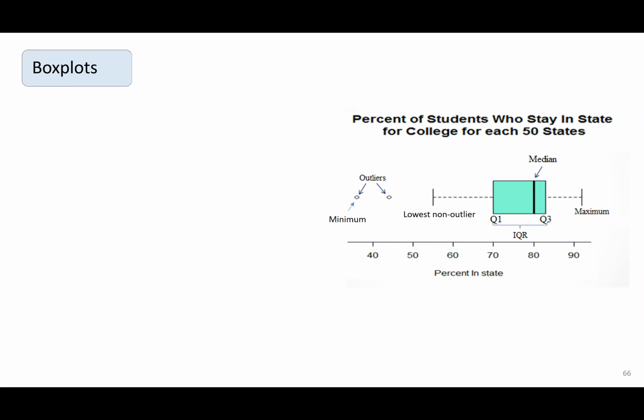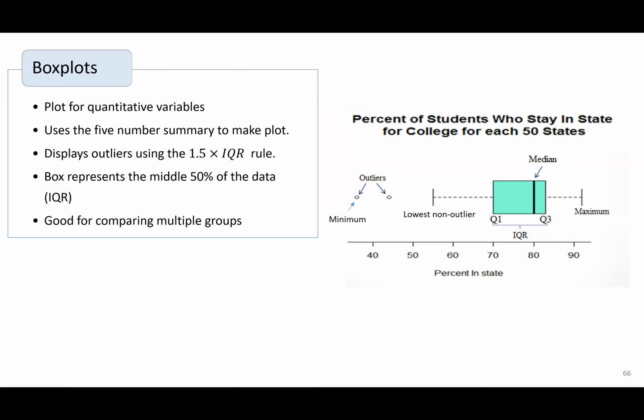So for box plots, finally introducing them here. It is a type of plot for quantitative variables. We're going to focus for quantitative variables in this class on histograms, stem plots or stem and leaf plots, and box plots. Those three are going to be the three we really focus on. It uses a lot of information from that five-number summary to make the plot. It displays outliers by using what we call the 1.5 times IQR rule, which we will go into. This box here, since the lower part of the box is the first quartile and the upper part of the box is the third quartile, it represents the middle half of your data. So that's our IQR. And it's really good for comparing multiple groups.